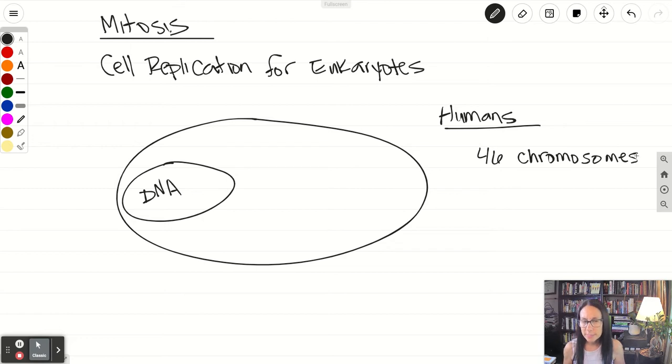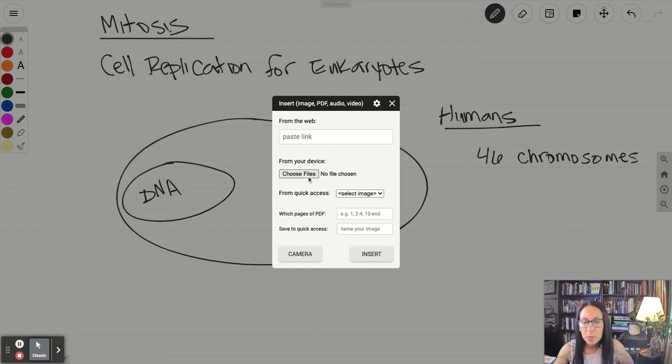Okay, and we have 46, and all eukaryotic organisms have chromosomes in pairs. Okay, and so it's always going to be an even number for a eukaryotic organism. Our number is 46, and the chromosomes come in pairs because one chromosome comes from your mother and one chromosome comes from your father. And so you have to have them in pairs. And what I'm going to do is show you a picture of the human chromosomes.